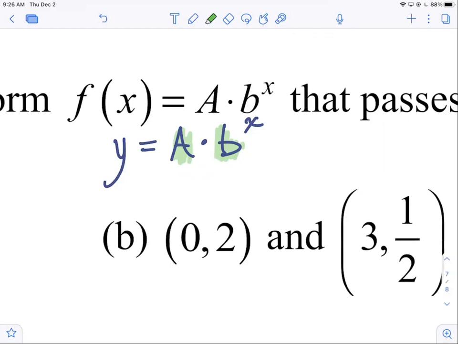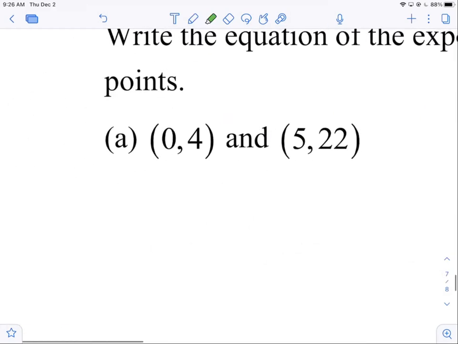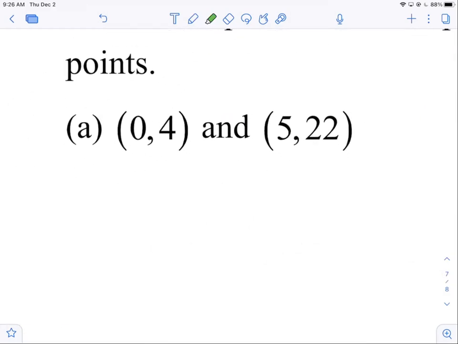So we're going to have 2 ordered pairs. So let's look at letter A. We got the point (0, 4) and the point (5, 22). Now, if you want, go ahead and write the form right above it, just so you can see it again. Are either of those 2 ordered pairs anything special?